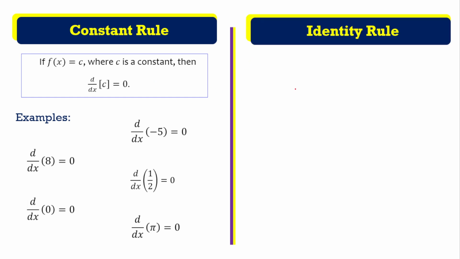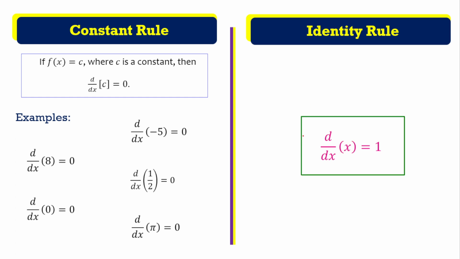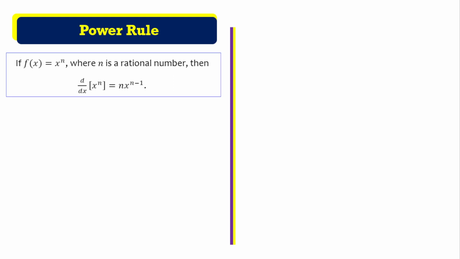Second rule, identity rule. Identity rule means if you have only one variable with the highest exponent of 1, then its derivative is only 1. Okay? So the derivative of x raised to 1, or just simply the derivative of x, is just 1. Right? Remember that. Again, the constant rule, the derivative of any constant is 0. The derivative of x is 1. Next, the third rule, we have the power rule.